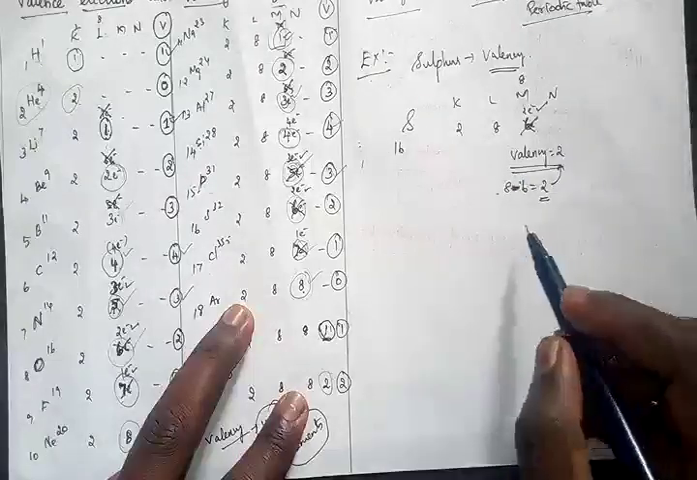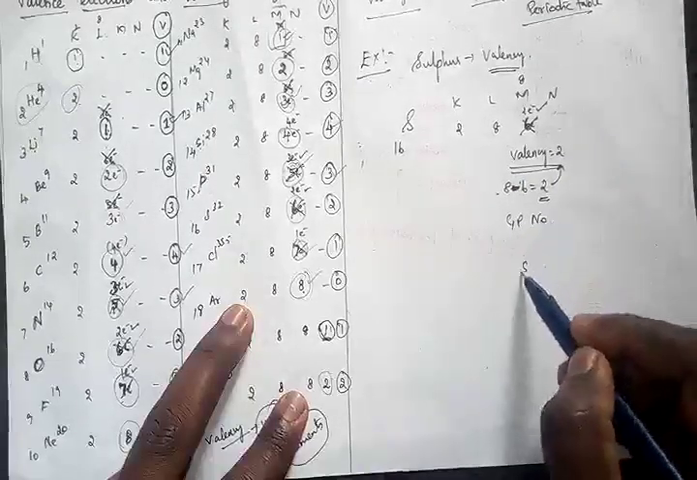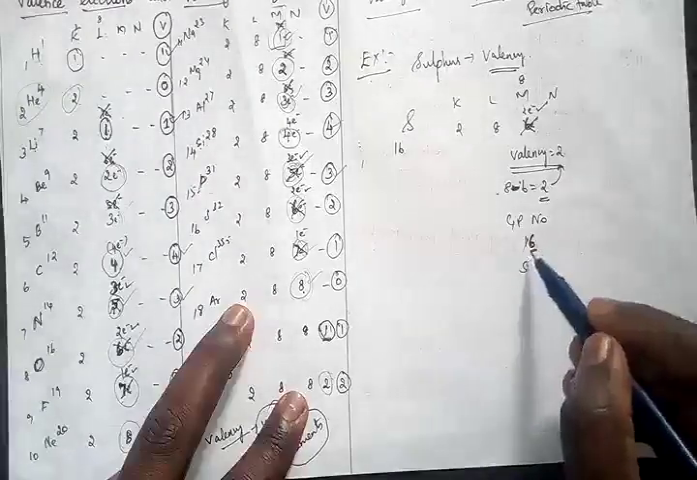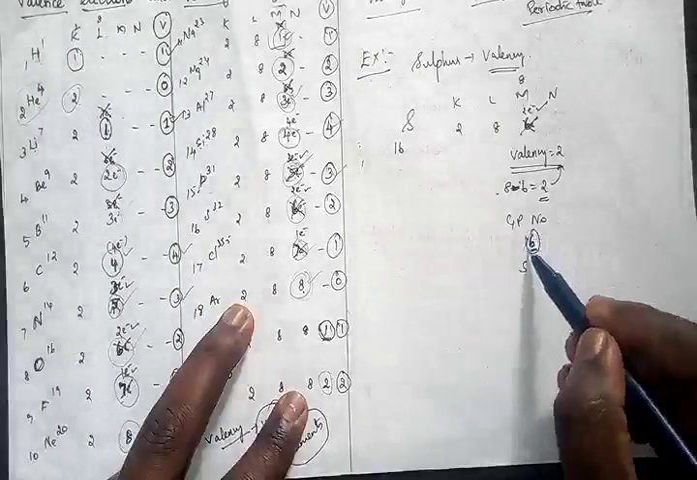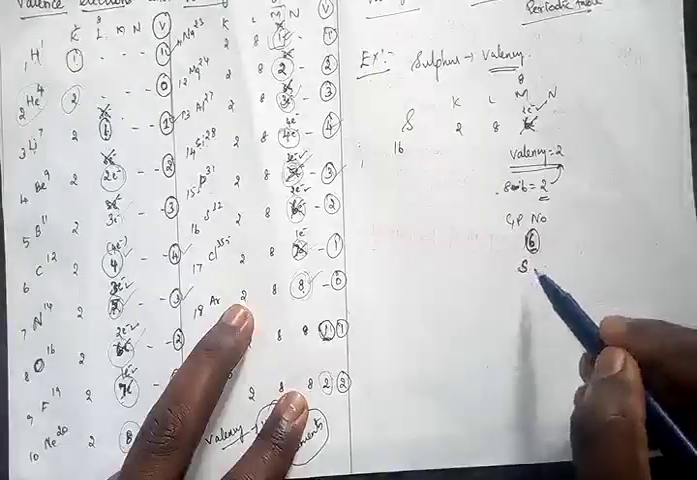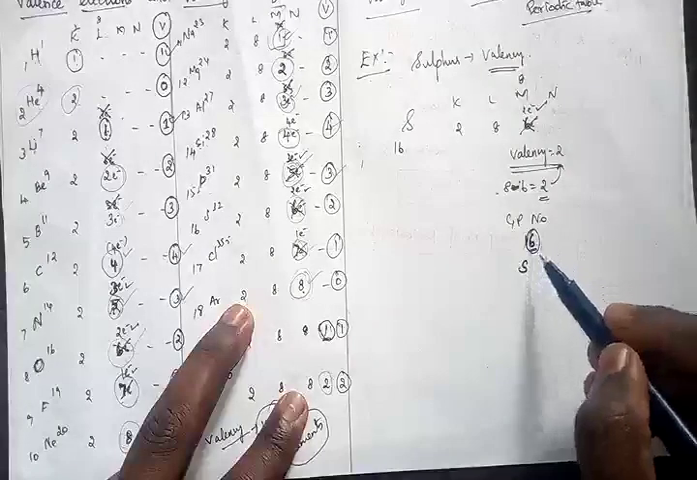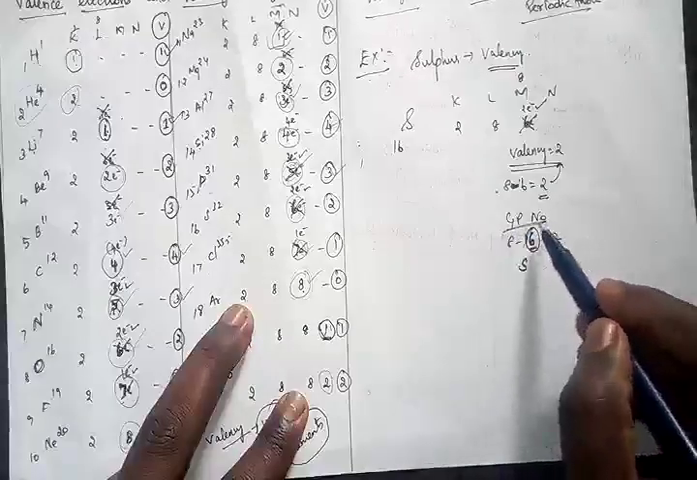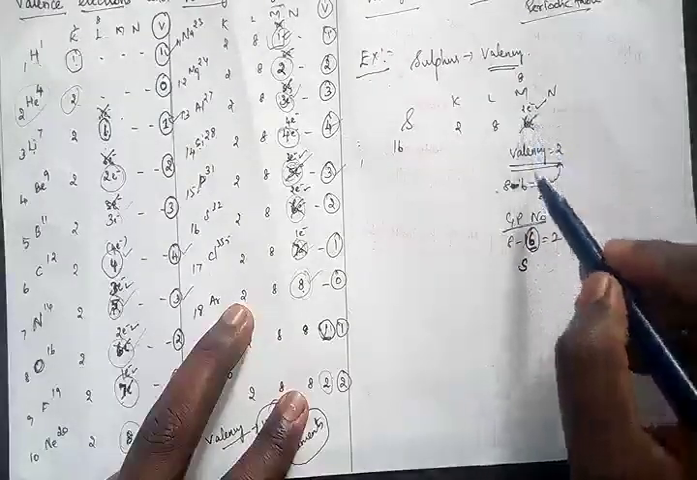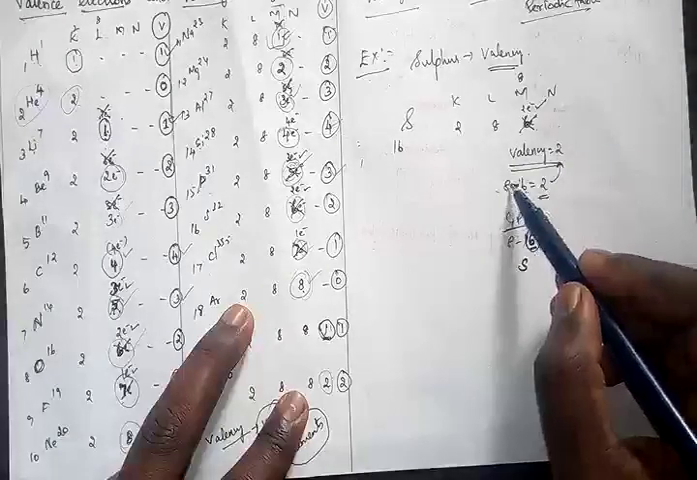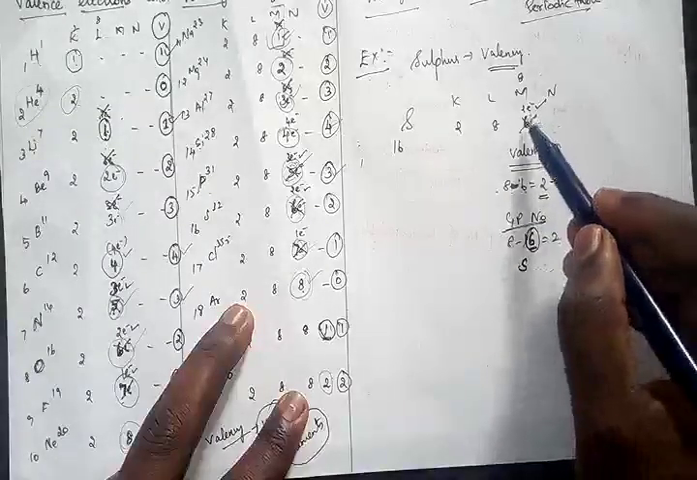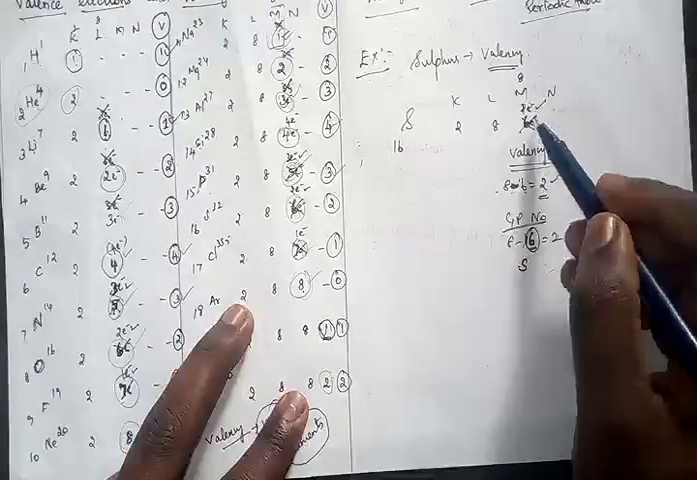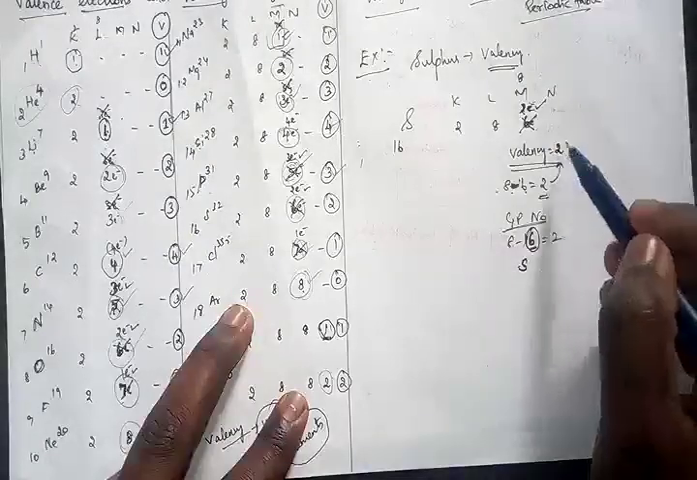Or else, what is the next method? The group number of sulfur is 16. You cut this one, and it says 6, which indicates the number of electrons present in the last shell. What is the maximum capacity of the last shell? 8. So 8 minus 6 is 2. This is how we can also find it from the group number. Or you can simply say gaining 2 is easy, losing 6 is difficult. So the valency of sulfur is 2.